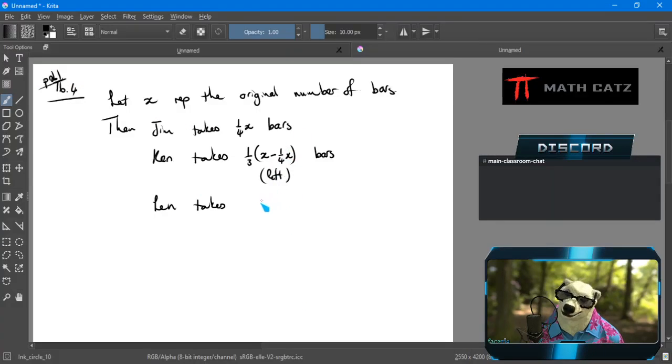So in that situation, a third of what's left after that, it might make sense to simplify Ken's amount first. Though it's not absolutely necessary. Might be nice, might be a good idea. So Jim takes an amount, Ken takes an amount. If I want to know what Len takes, it's a third of what's left. So I kind of need to know what's gone first, perhaps.